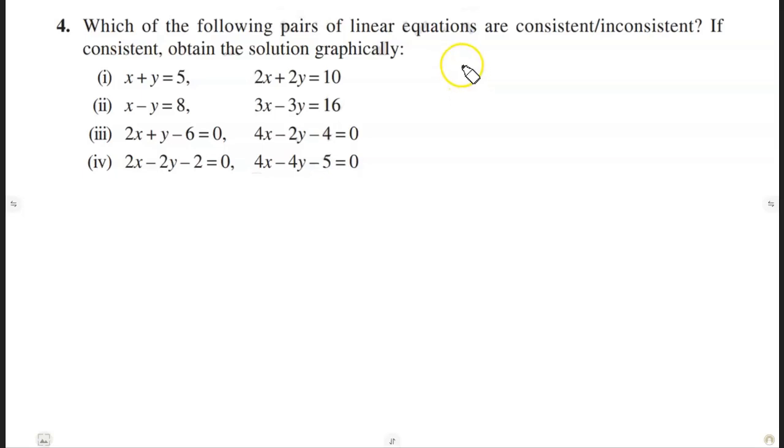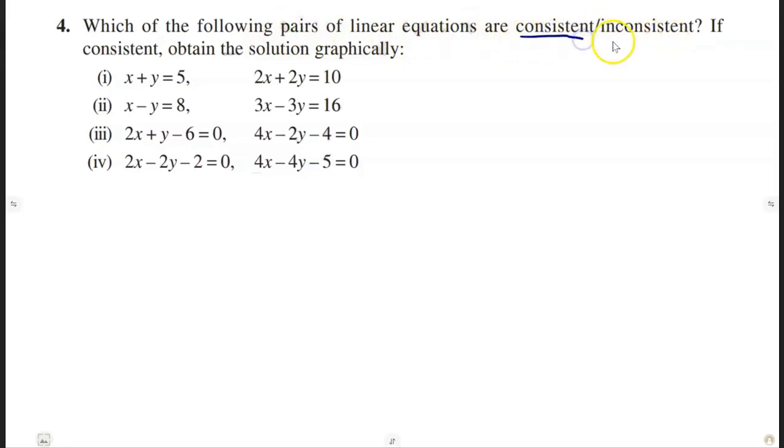Hello everyone. Today in this video let us continue the solutions of exercise 3.1 from chapter 3, pairs of linear equations in two variables. This is from grade 10 NCERT book. In this exercise let us go to the fourth question. Which of the following pairs of linear equations are consistent or inconsistent?